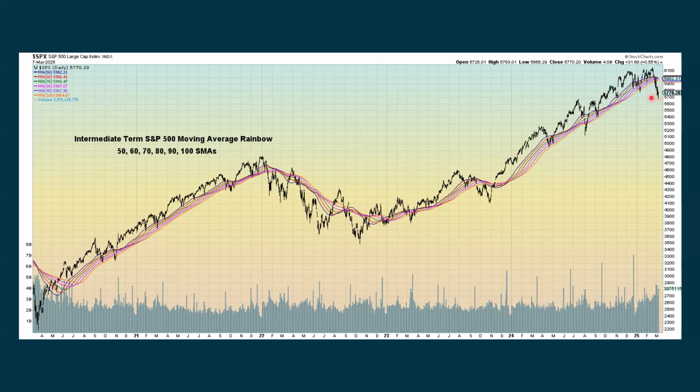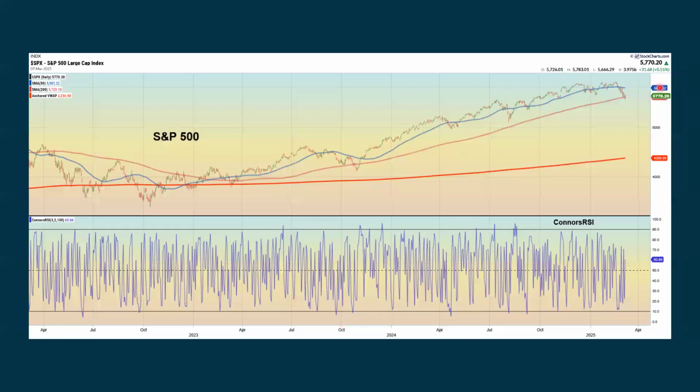The longer we stay down here, the more these lines are going to roll over and look even more negative. Then this is an oscillator very similar to the RSI. It's the Connors RSI. On a day in and day out basis, this thing really moves, but it doesn't give us extreme positive or negative readings all that often. It's not giving us one now.